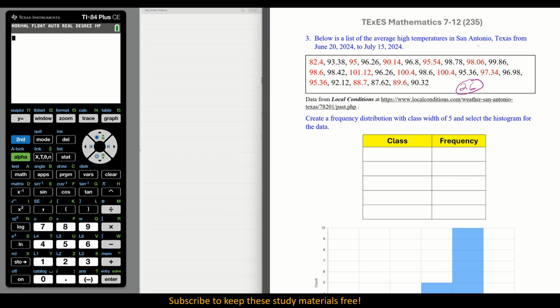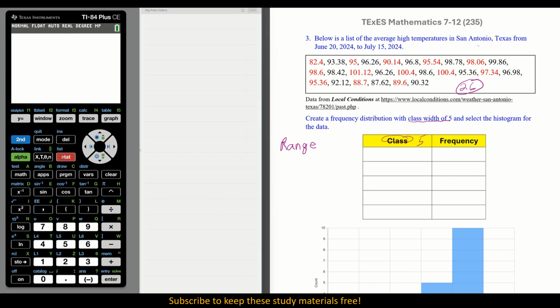Create a frequency distribution with class width. The class width needs to be 5 and select a histogram of the data. To create this, I'm going to tell you before we begin that we will need a range of the data. So we need to figure out what the range is. Range is your smallest value subtracted from your largest, whatever that amount is, that distance. So let's figure out what that is.